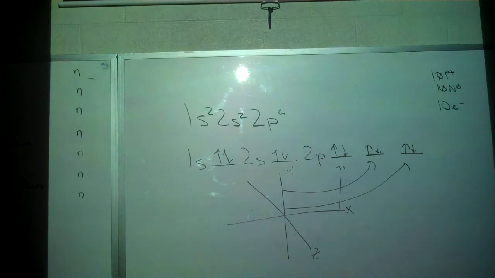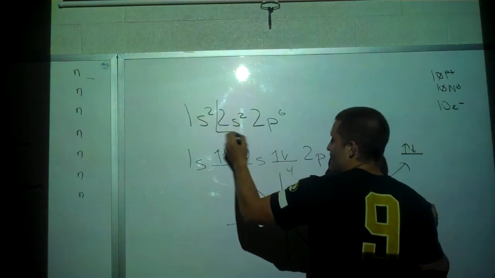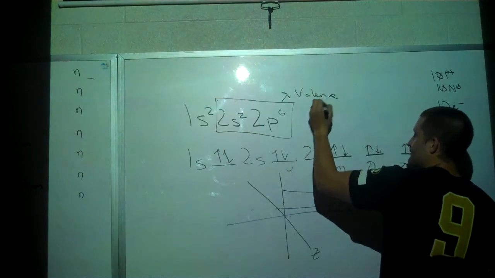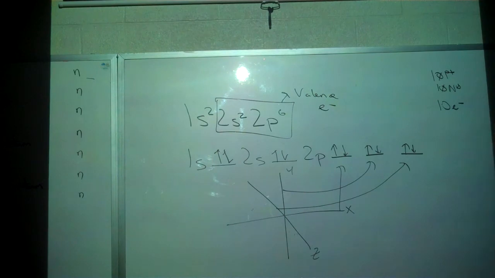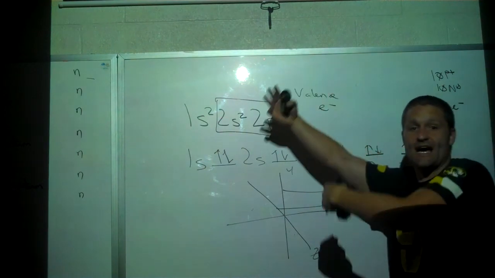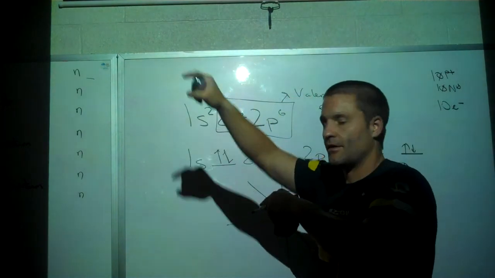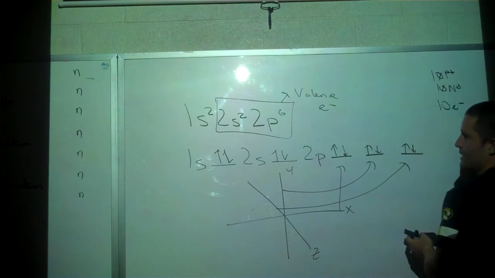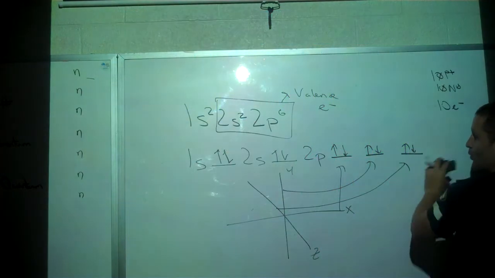Now, these are going to be our valence electrons right here. They're the highest energy level. They're going to be on the outside, the highest rung of the ladder. This is not going to be a valence electron. We don't care about it. It's not important for what we're doing. So, let us do one more.